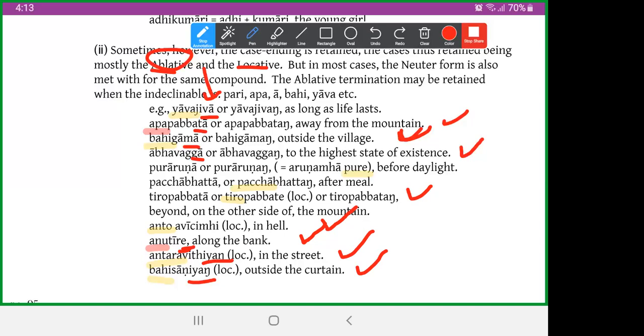So you also have time. Okay. So how many are the time ones here? So this is time. You know, yawa jiwa. Talking about time. Yawa jiwam. This is time here. Pura no pura pure anu aruna. Aruna is dawn, so before daylight. So this is the time. So Pachabata. Pachabatam. This is also time.